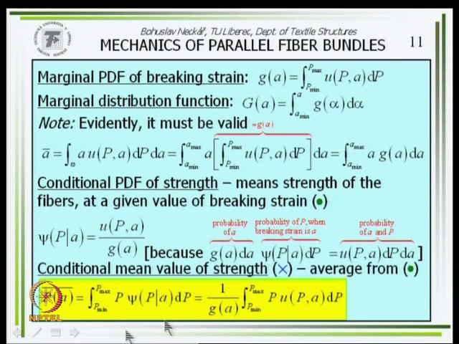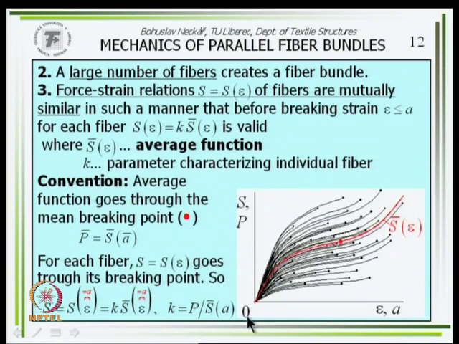A is a parameter. And this conditional mean value of strand is, as every time, the definition of mean, so that it is the integral over P of P times the probability density function of P, A is a parameter, P is a random variable, times dP, okay? And using this ratio, we obtain also P(A) bar in this form, in this expression.